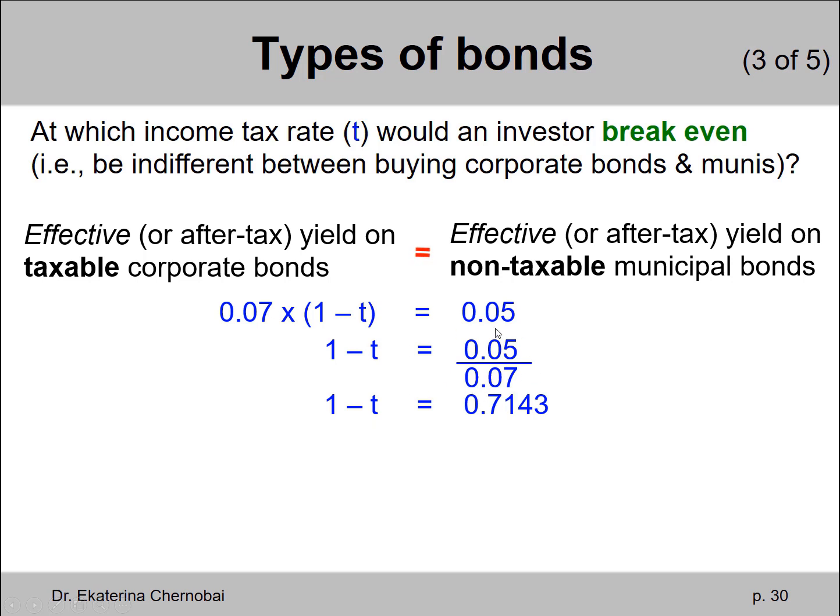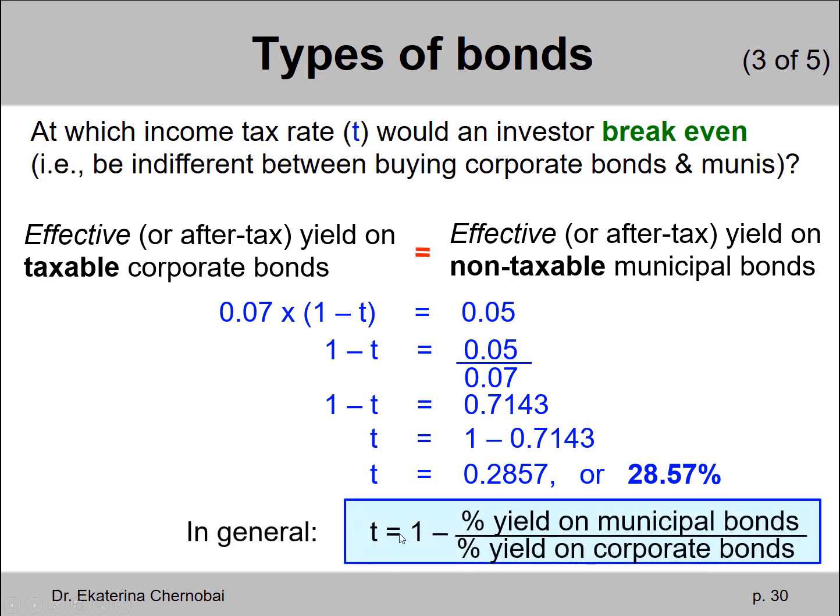Actually, I first simplified the fraction. So 0.05 over 0.07 equals 0.7143. And then t will equal 1 minus 0.7143. And when you simplify it, you get 0.2857. In other words, the tax rate that you would need to face in order for you to be indifferent between buying corporate bonds and municipal bonds would be 28.57%. And this is kind of the general formula that you would apply in problems like this.